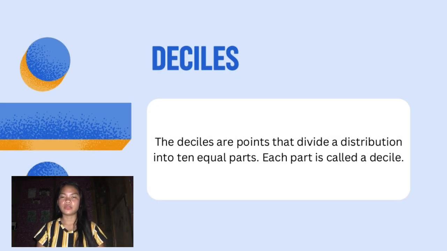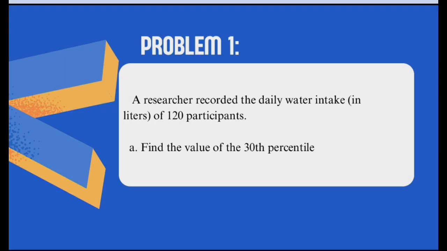Deciles divide data into 10 equal parts, each part representing 10% of the data. Think of it like cutting a cake into 10 slices, each slice being a decile. For example, the first decile is the lowest 10%. The second decile is the next 10%, a total of 20%. The third decile is the next 10%, a total of 30%, up to the 10th decile, which is the highest 10%. It helps to understand the spread and ranking of the data.